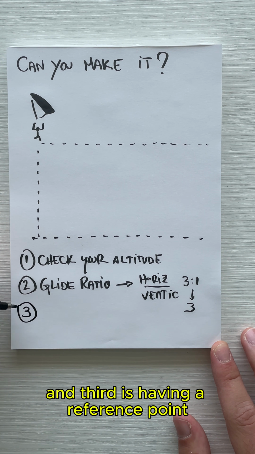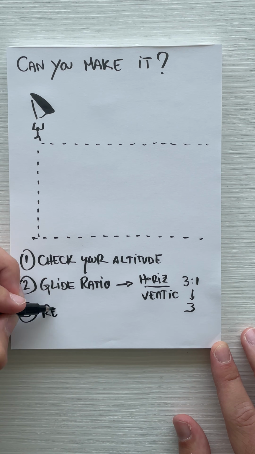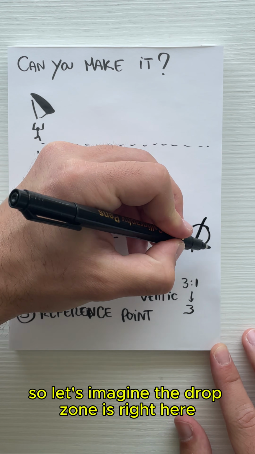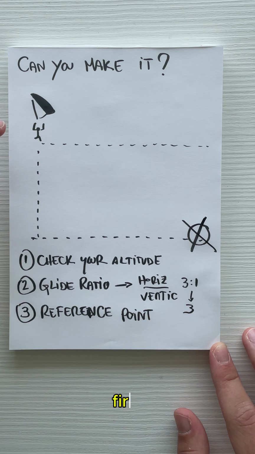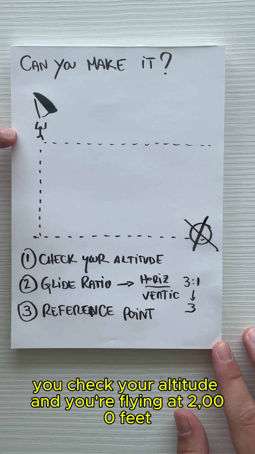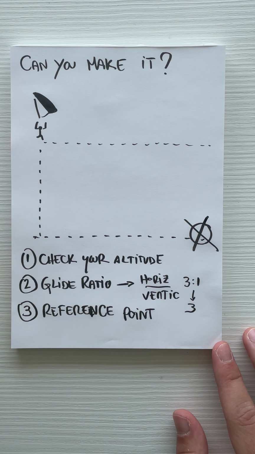And third is having a reference point. So let's imagine the drop zone is right here. First, you check your altitude and you're flying at 2,000 feet.